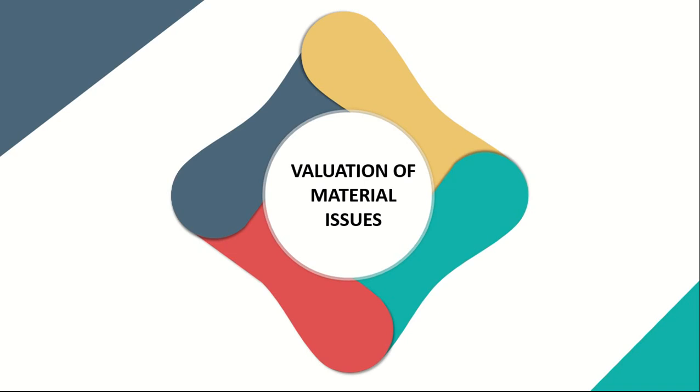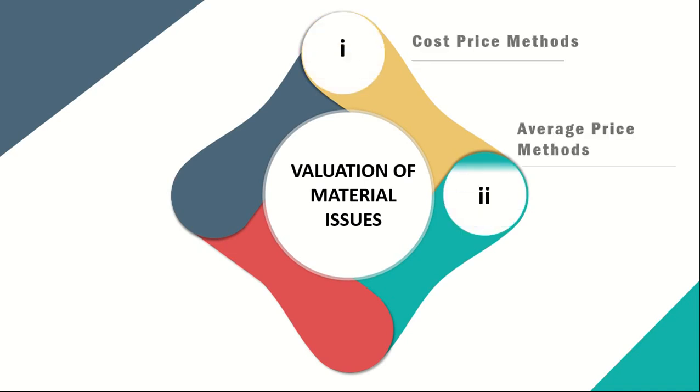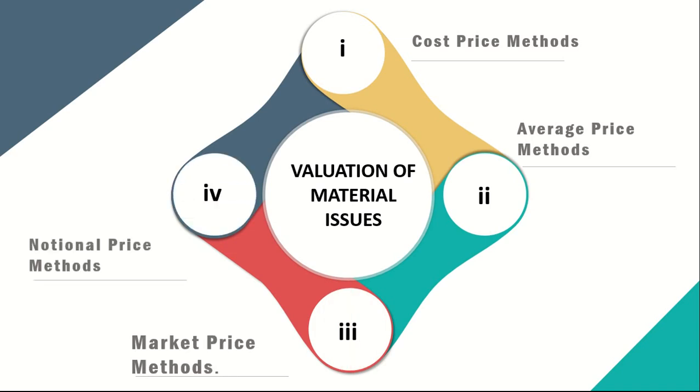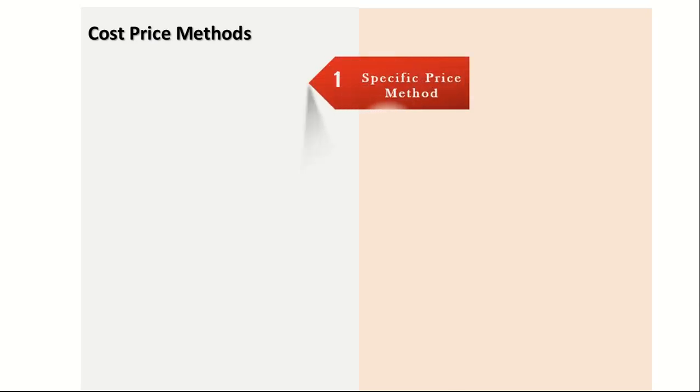One, the frequency of purchases, price fluctuations, and their range. Two, the frequency of issue of materials, relative quantity, etc. Three, nature of the cost accounting system. Four, the nature of business and type of production process. Five, management policy relating to valuation of closing stock. The following are the major methods of valuation of material issues. One, cost price method. Two, average price method. Three, market price method. Four, notional price method. Let us discuss each of these methods in detail.